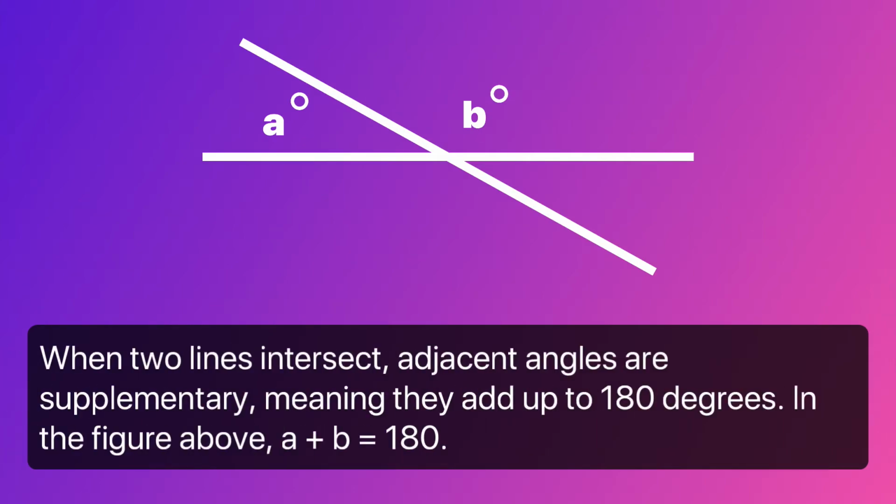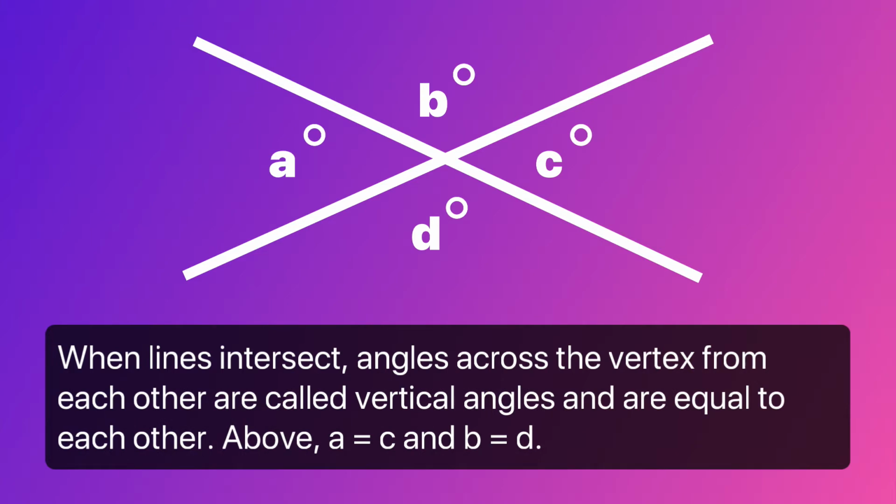When two lines intersect, adjacent angles are supplementary, meaning they add up to 180 degrees. In the figure above, A plus B equals 180. When lines intersect, angles across the vertex from each other are called vertical angles and are equal to each other. Above, A equals C and B equals D.